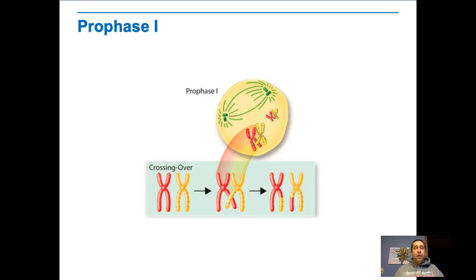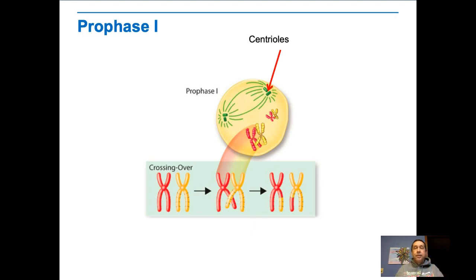So in prophase 1, the first step of meiosis 1, happens a lot like in mitosis. The cell's going to copy the chromosomes, the spindle's going to form. But one thing that happens that's unique is the crossing over, where you have pieces of the chromosome from mom and pieces of the chromosome from dad crossing over, breaking off, and exchanging places.